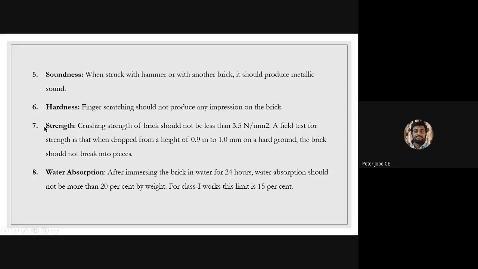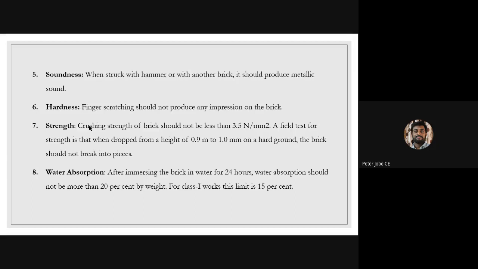strength, it should have sufficient strength to carry all the loads if we are using it for any load bearing walls. So the crushing strength of brick should not be less than 3.5 Newton per mm square. This Newton per mm square is also known as megapascal. So we'll deploy a field test for strength. That is when we drop it from a height of 0.9 to 1 meter onto hard ground, the brick should not break into pieces.